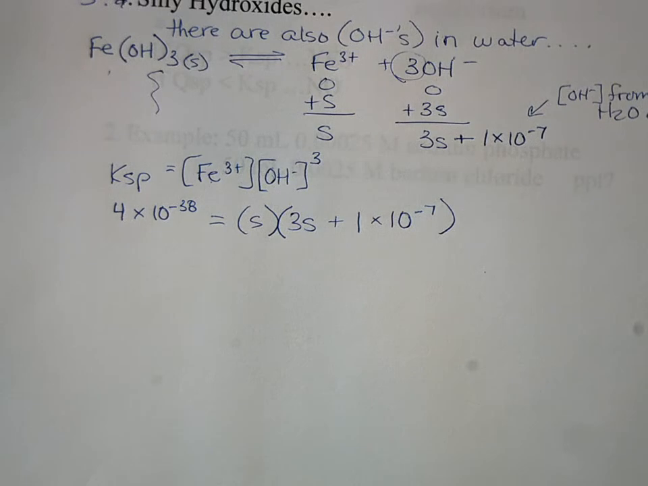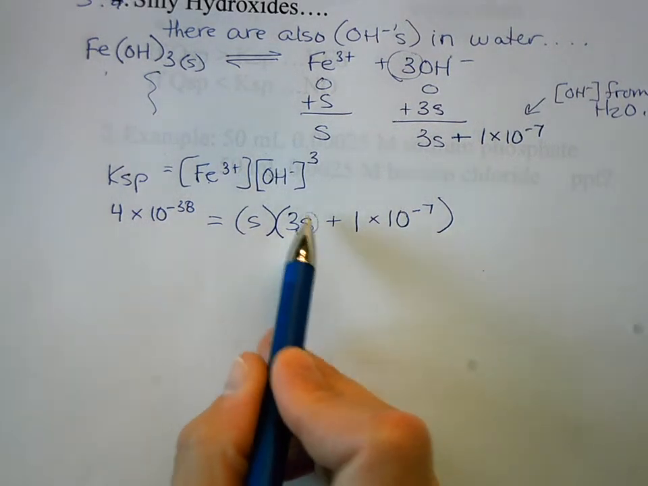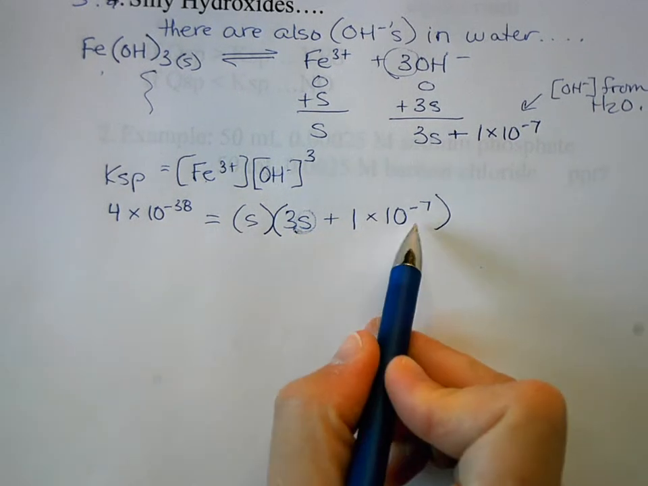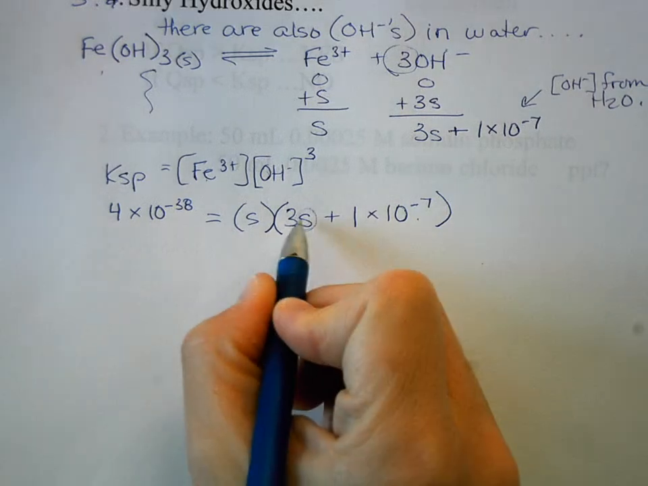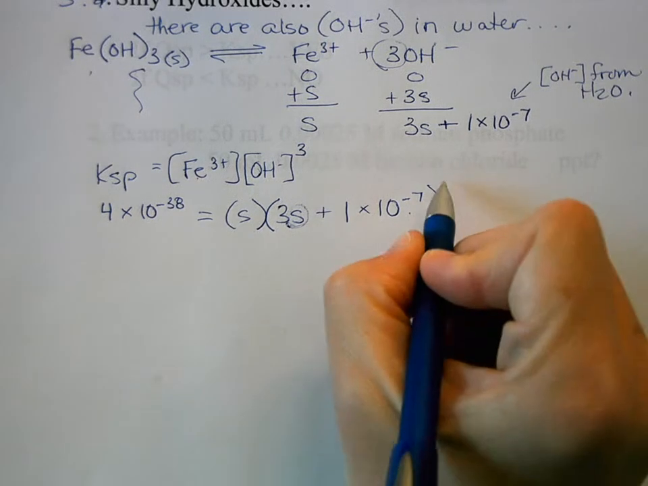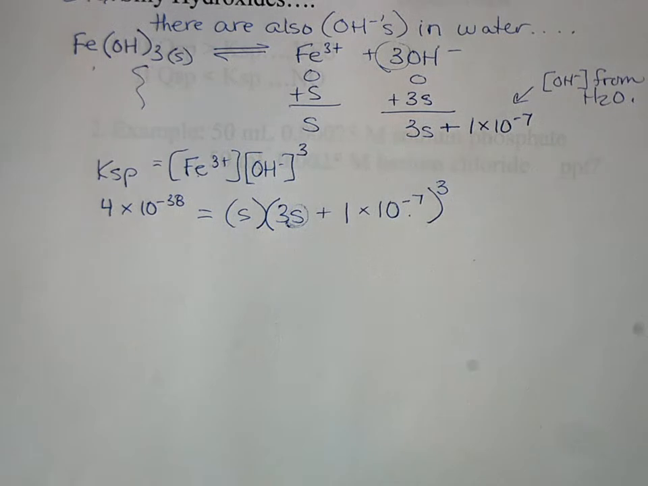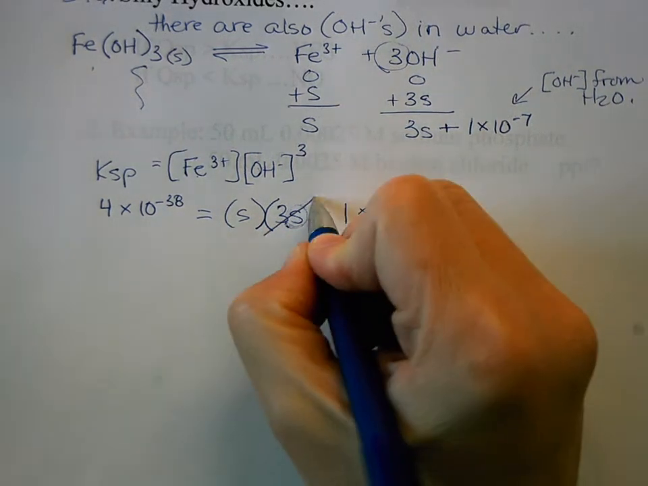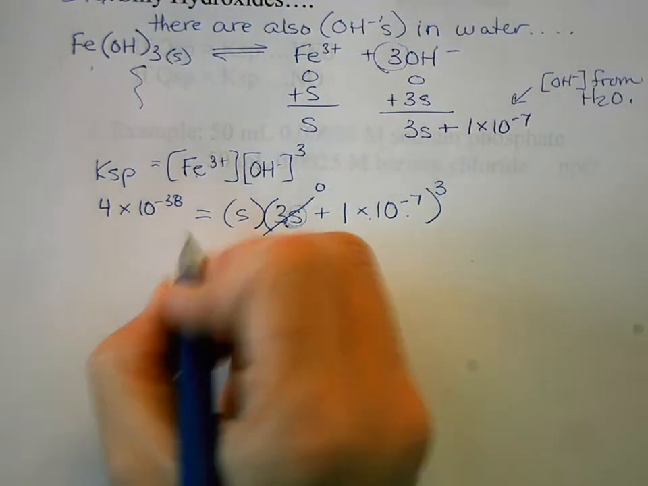My hydroxide concentration is 3S plus 1 times 10 to the negative 7. Now, this is kind of like when we had really small Ka values and we could cancel out x if it was added to something. This S right here is super tiny compared to even the 1 times 10 to the negative 7. And so if I add this super tiny number to 1 times 10 to the negative 7, I'm going to end up with 1 times 10 to the negative 7. By the way, this should be cubed. I'm sure you already figured that out. So this is so small, and since I'm adding it to something, I could pretend like it's not there.